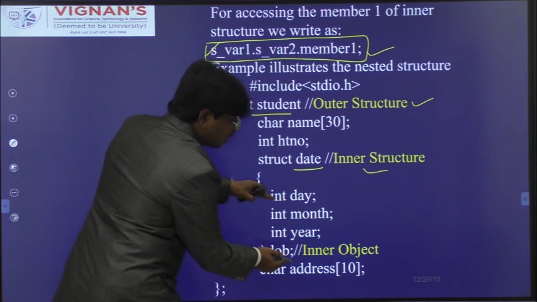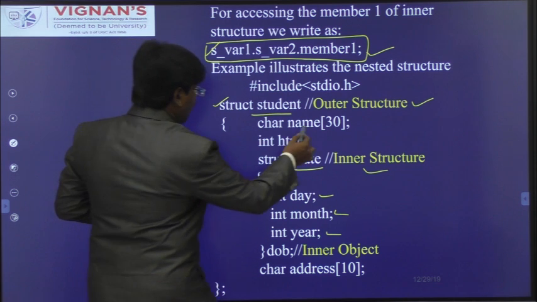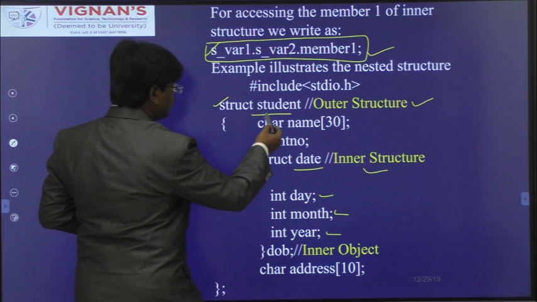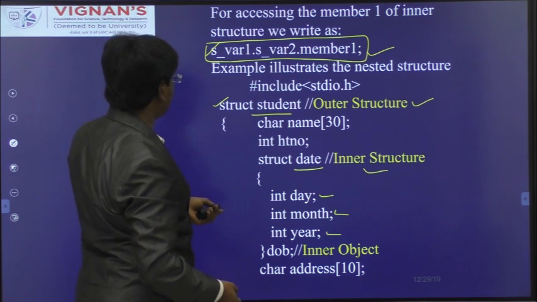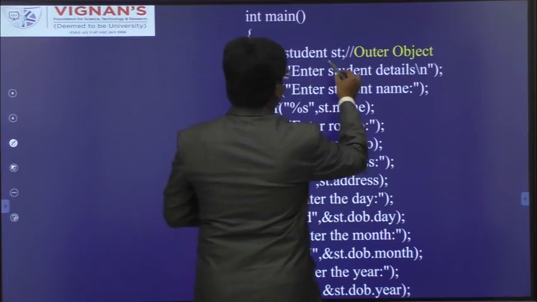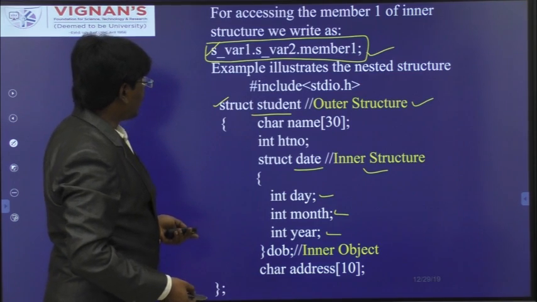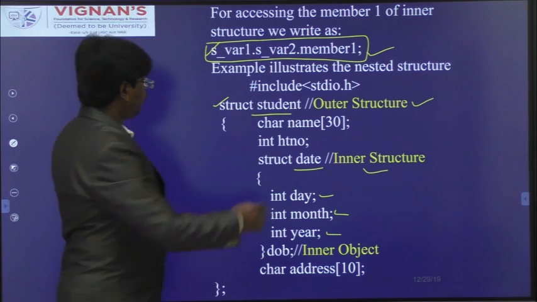Coming to the date structure, what are the members? Day, month, year. Okay. If you want to access these, how can we access them? What is the variable associated with this particular student? I have written it in the next slide, I think. Okay. So this is the variable I have associated with the outer object, st. By using this st, I can access these members, st.name, st.hall ticket number of the student structure.